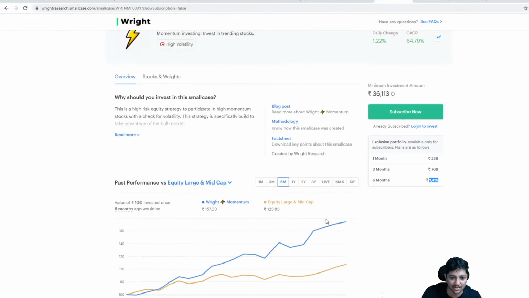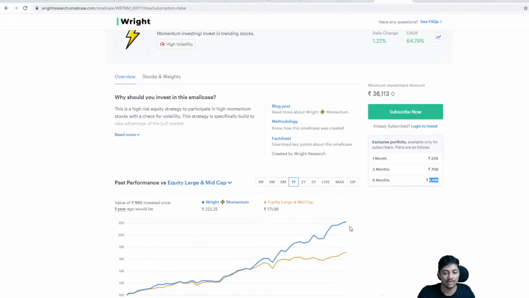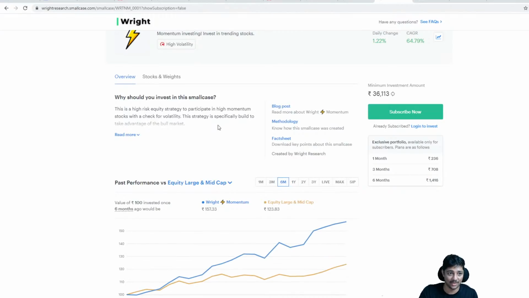This was Wright Research, giving not great returns, not like Alt Cap and CapitalMind, Alok Jain, it is not giving as much, but it's still giving a good amount of return. If I see 1 year, not bad. Okay, again, let me keep this aside. The plan is basically 1,400.